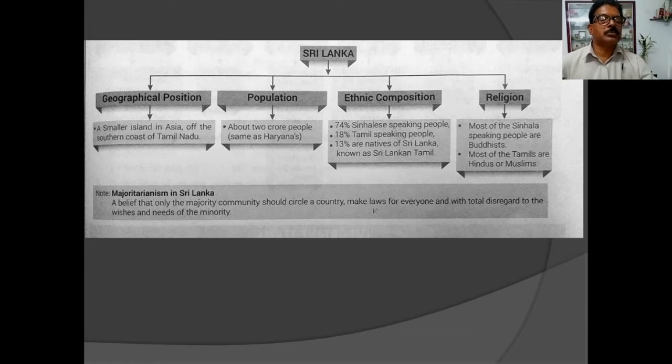Now let us find out what is the religion of Sri Lankan people. Most of the Sinhala speaking people are Buddhist. That is why they have made a law. They made a law in 1956 to foster and protect Buddhism, because most of the Sinhalese people follow the religion called Buddhism, and most of the Tamils are Hindus or Muslims or Christians.